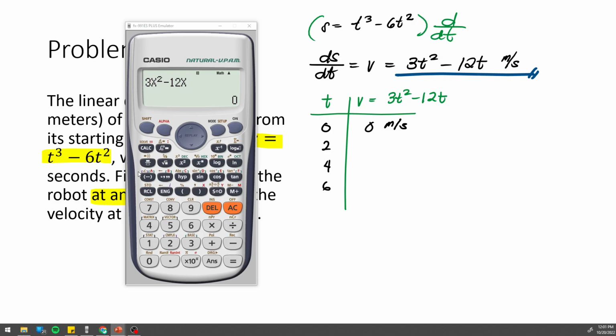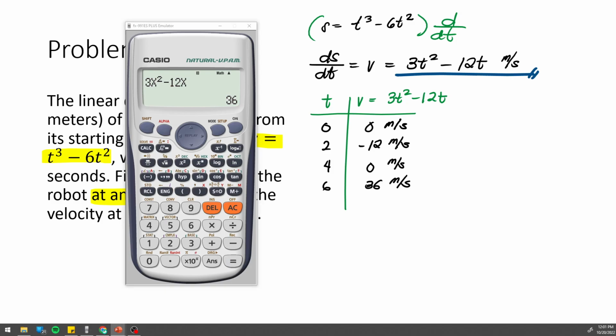For 2, calc x is equal to 2. So we have negative 12 meters per second. Then we have 4, calc x is equal to 4. That is 0 again. And we have 6, calc 6 equals, that is 36 meters per second.